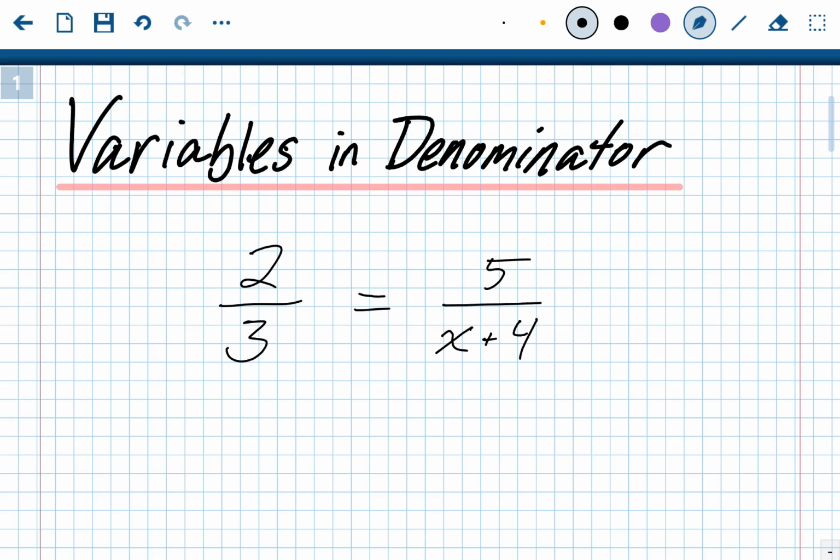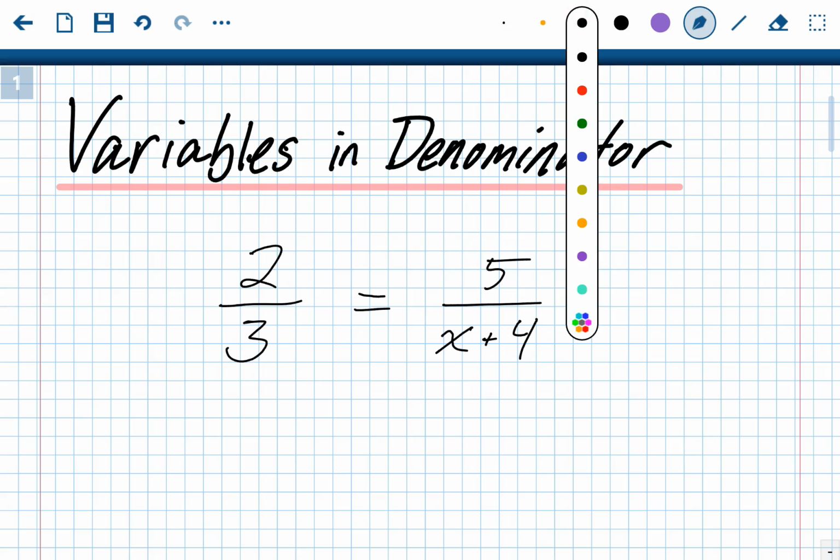So on this one we have two fractions set equal to each other. When two fractions are set equal to each other, it's a proportional equation. Okay, so we know 2/3 is equal to 5 over x plus 4. We don't know what the x is. You always want to get rid of your grouping symbols, and remember that a fraction is a grouping symbol. So we want to get rid of our fractions.